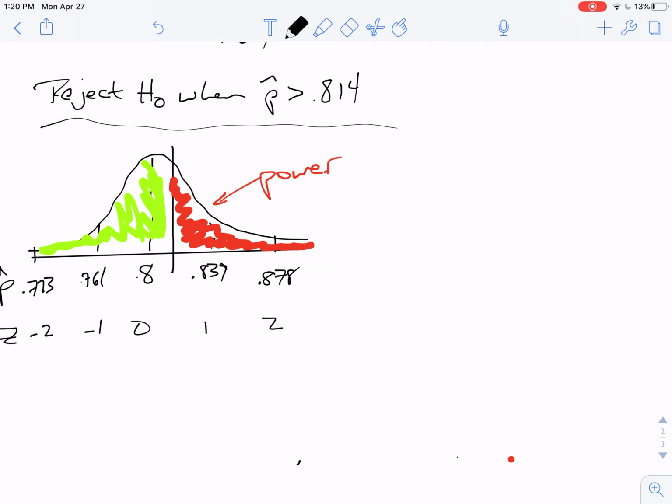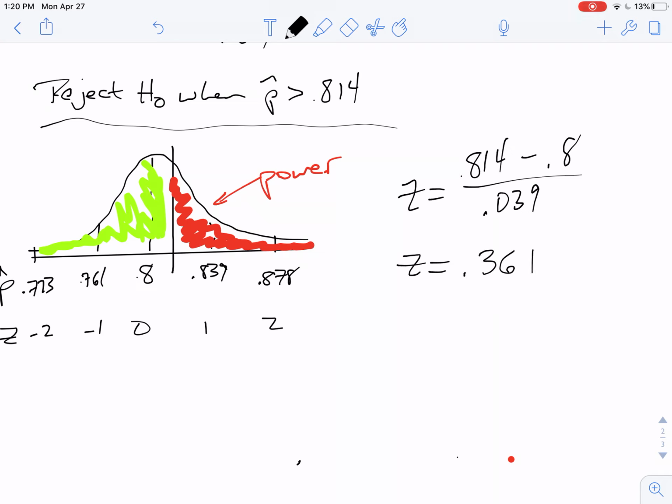So now what I'm going to do is I'm going to find a z-score for 0.814. So I'm going to take that minus this new mean, and I'm going to divide by the standard error. And I get a z-score of about 0.361. Okay, so that's my z-score, and that looks about to be where that is on that picture. And then the next thing is I need to actually calculate the power, and the power again is just this red shaded region, so the probability of that.